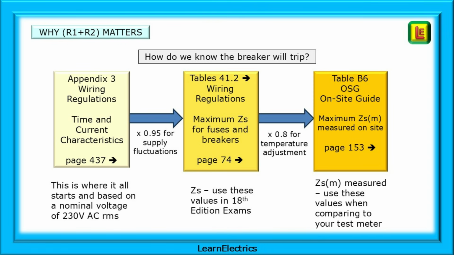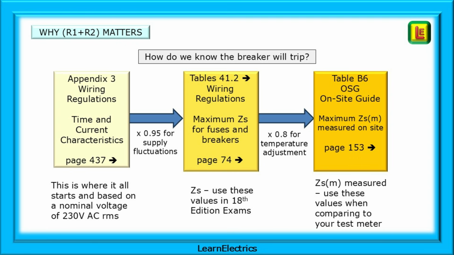Here we find the time and current tables on page 437. They tell us the minimum fault current that must flow in order for the protected device to operate within a certain approved time for safety. This figure can be converted to a resistance or impedance and then multiplied by 0.95 to arrive at a reduced ZS value that allows for voltage fluctuations in the supply. These reduced ZS figures are shown in the tables on page 74 onwards, and these are called the tabulated ZS values, and these are the ones to use in 18th edition exams.